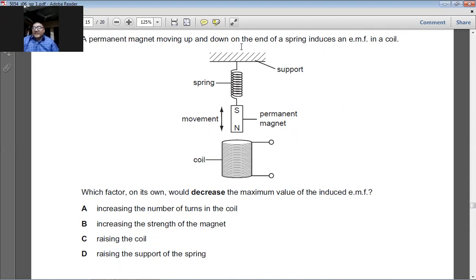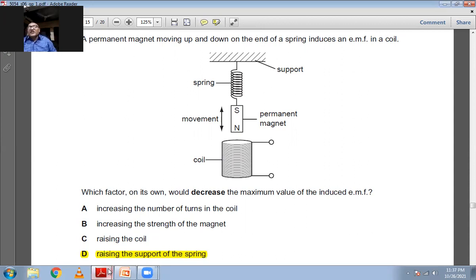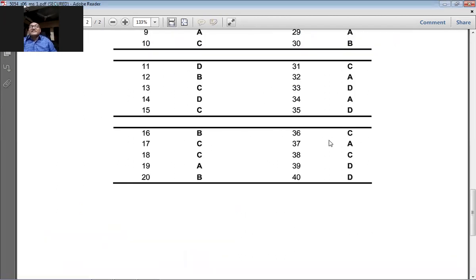If you take the spring away a little higher, then the magnetic lines which will be reaching the coil become less. So smaller EMF will be induced. So I think D is the right answer. It's not a straightforward question, okay? Question 35, D is the right answer. So let's check. 35, D is the right answer.